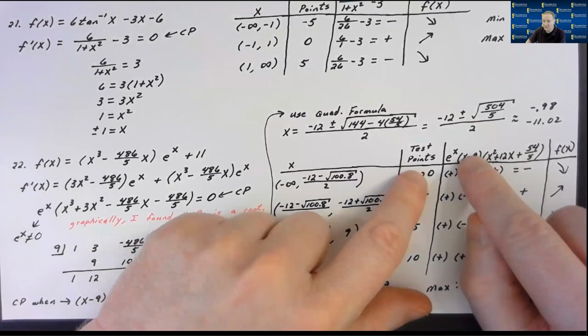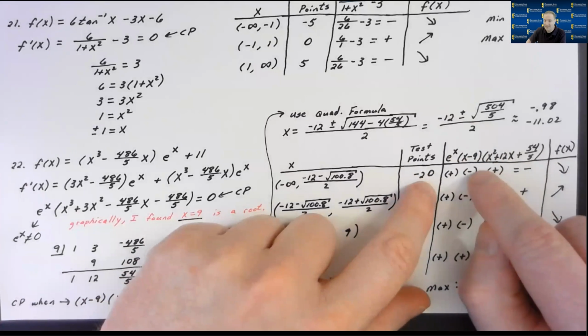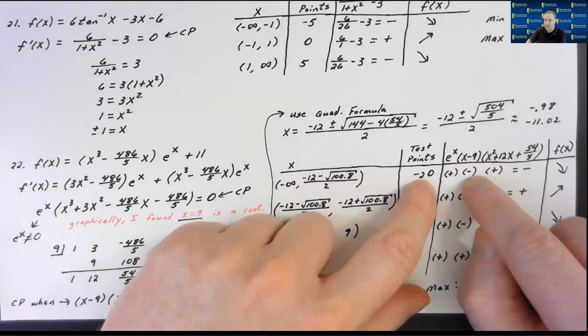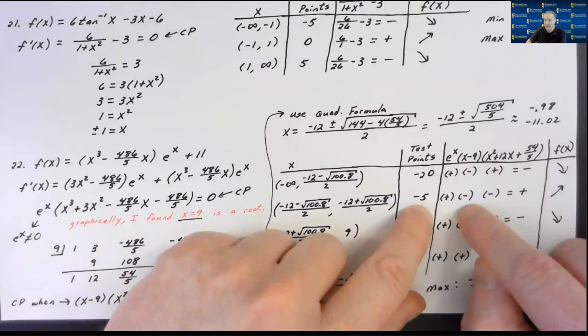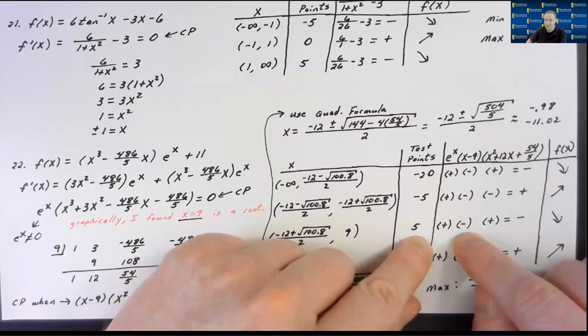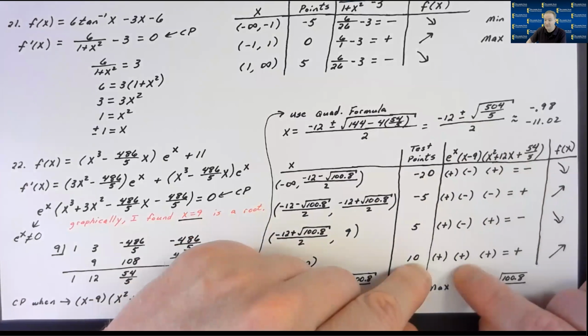What about that second factor, x minus 9? Well, I'll go ahead and evaluate it at each of the values. When you evaluate it at negative 20, it's a negative 29. When you evaluate it at negative 5, it'd be a negative 14. When you evaluate it at 5, it's still a negative, it'd be a negative 4. When you evaluate it at 10, it'd finally be positive, a positive 1.